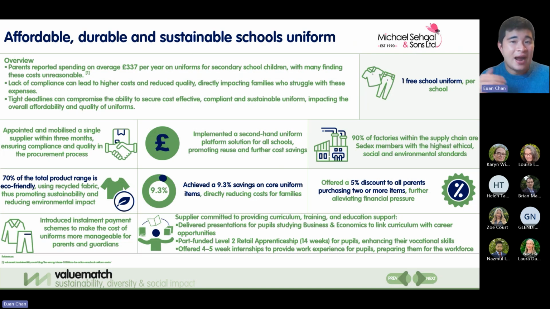Additionally, factories that made up the supply chain for the uniforms were accredited by SEDEX, meaning they have high ethical, human rights, and environmental standards. So multiple areas and multiple themes of social value are addressed in this case study, such as fighting climate change, equal opportunities, as well as promoting supply chain resilience and innovation through ethical suppliers.